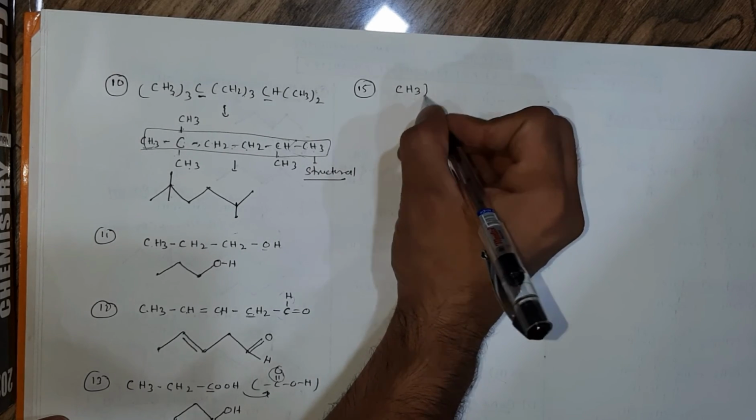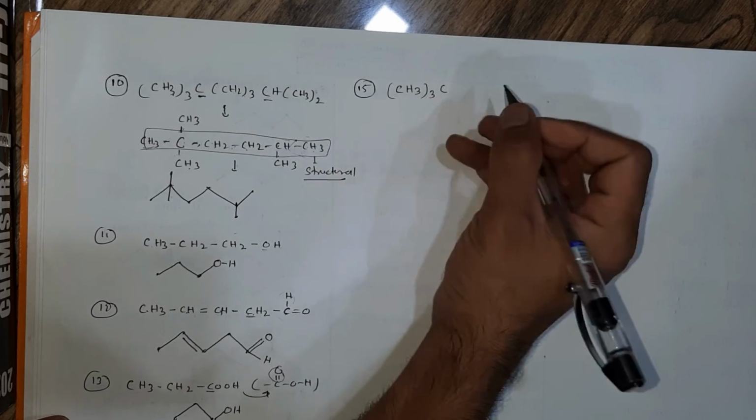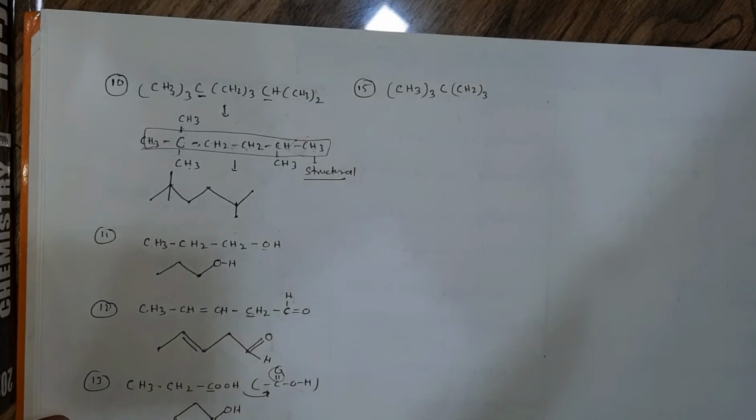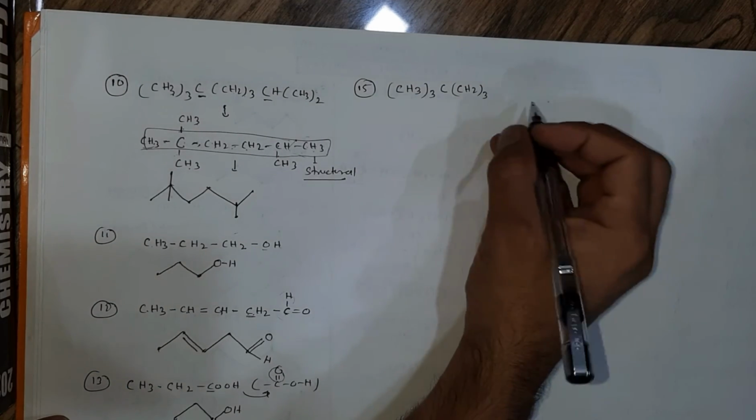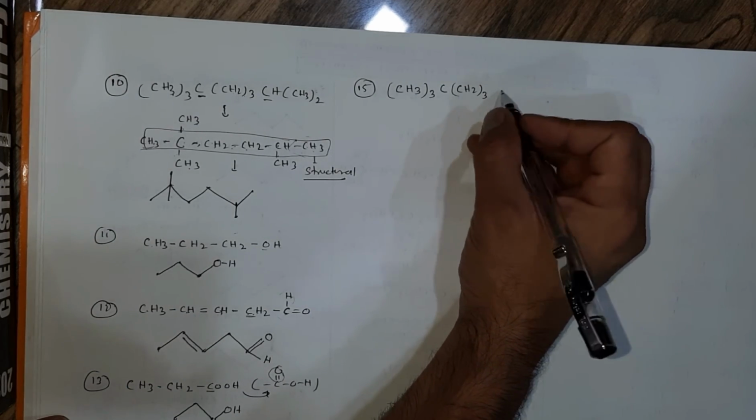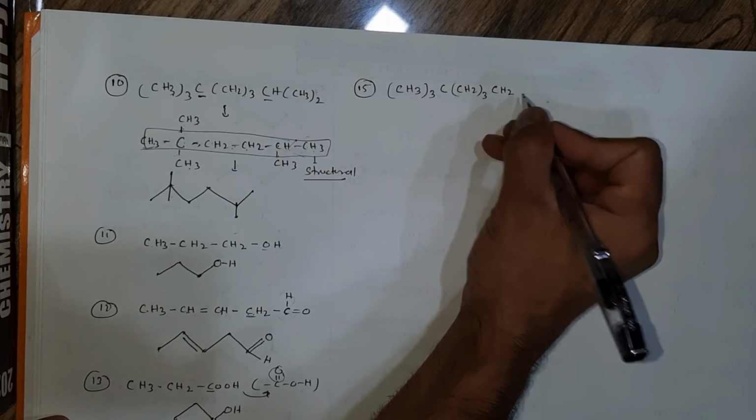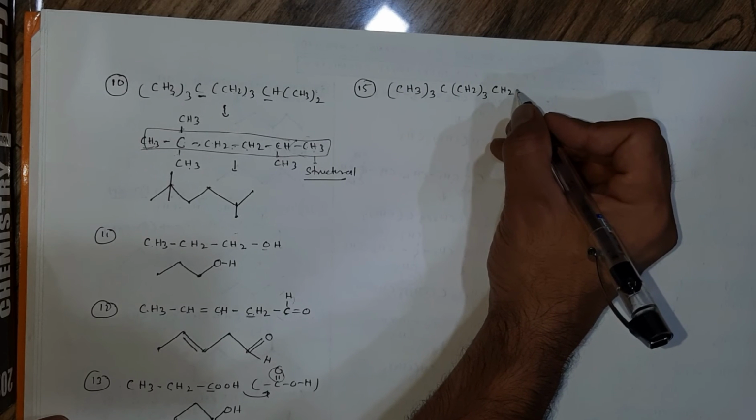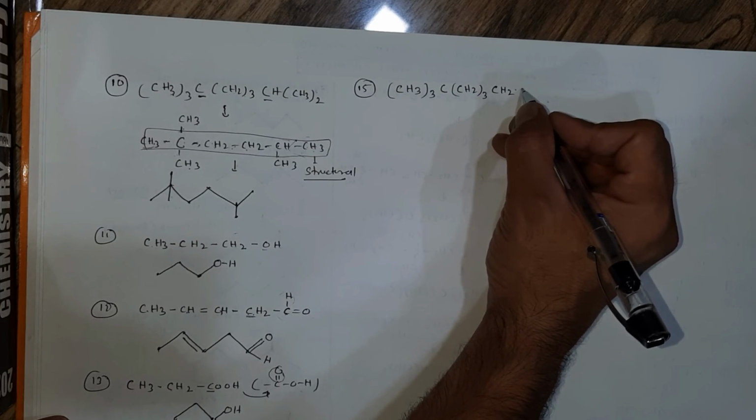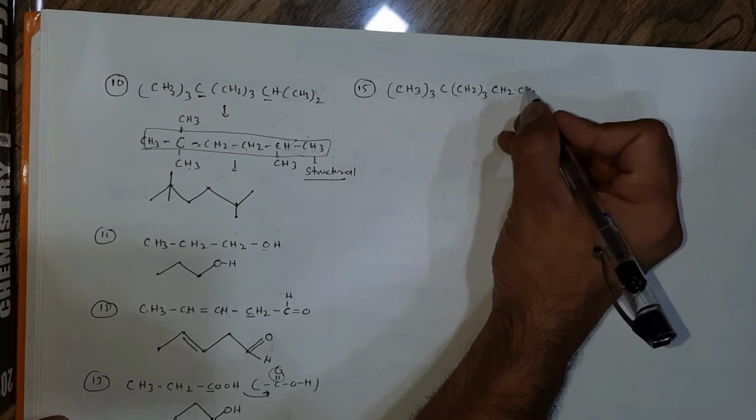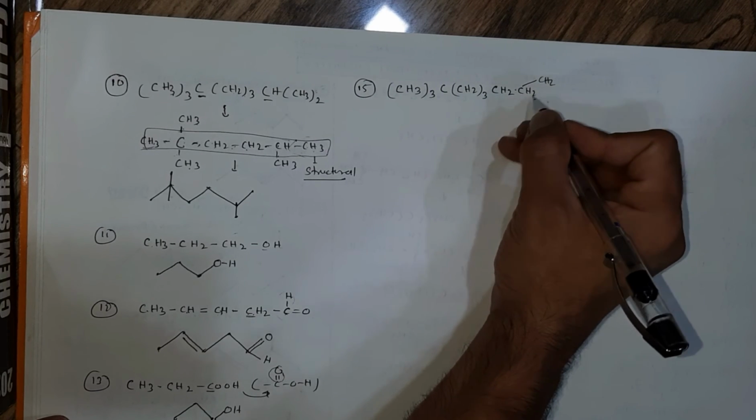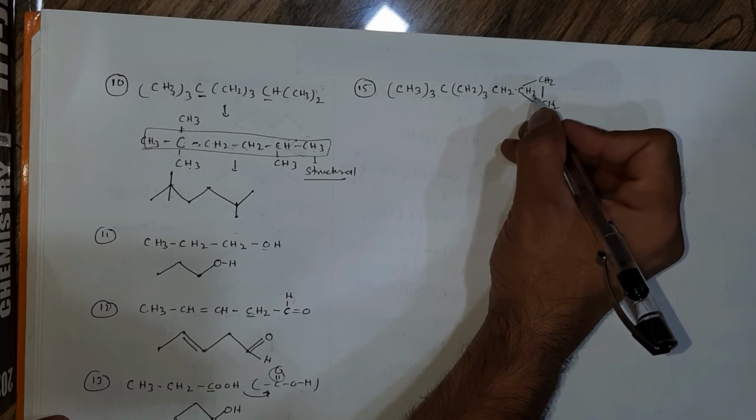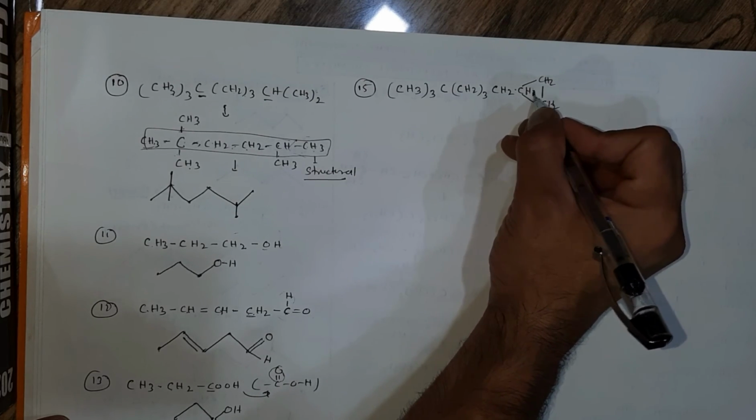CH3 thrice C, CH2 thrice. Okay, कंडेंस फॉर्मूला ले लेता हूं मैं. CH2 thrice, then you have CH2. Now this CH2 is attached to CH2, CH2, CH2. ओके, इसको मैं CH कर देता हूँ. It's not CH2, it is CH.